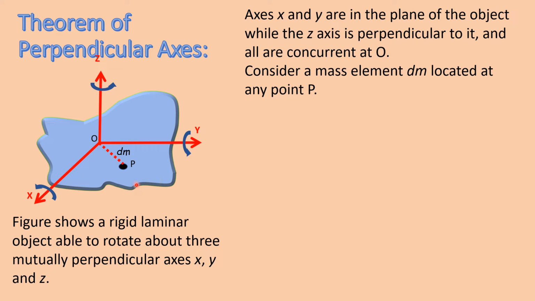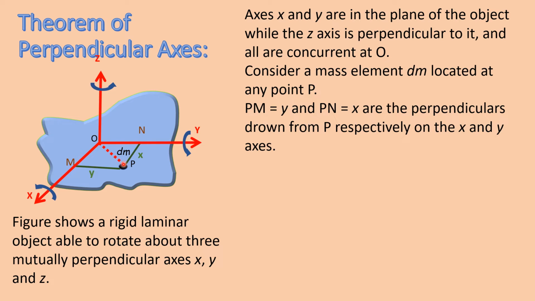Consider a small mass element dm located at point P. The point P is any point on this rigid laminar object. Here we have to draw perpendiculars to the axis y and also to the axis x from the point P. So if I draw the perpendicular on the y-axis, that will be Pn, and Pm is perpendicular to the axis x.